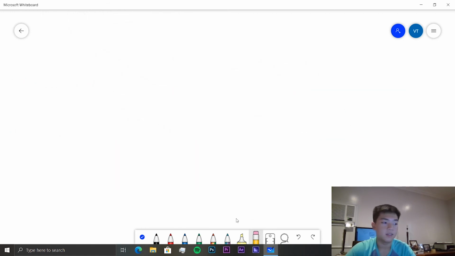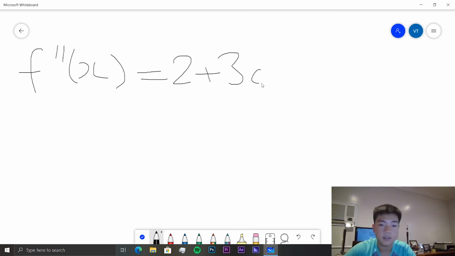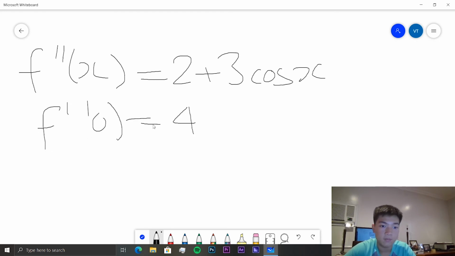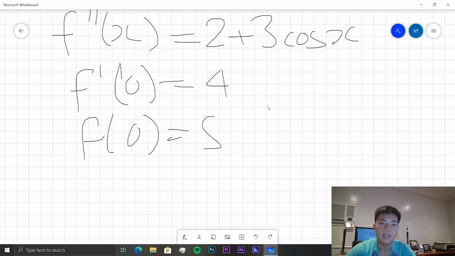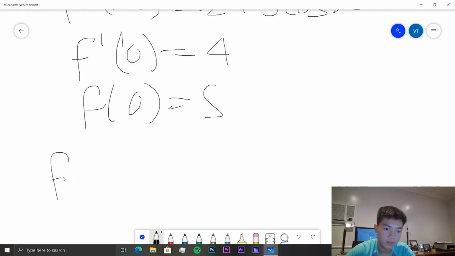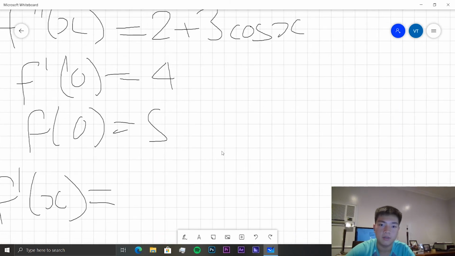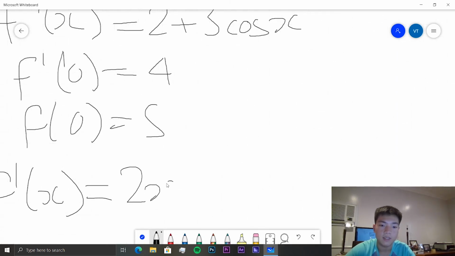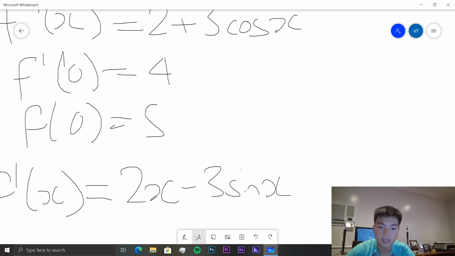Okay, on to the next one. We have f double prime x, so the second derivative is equal to 2 plus 3 cosine x. F prime of 0 is equal to 4, and f of 0 is equal to 5. So first let's get the first derivative, f prime x, which should be equal to the integral of this, 2 plus 3 cosine x, which is simply 2x plus 3 sine x.